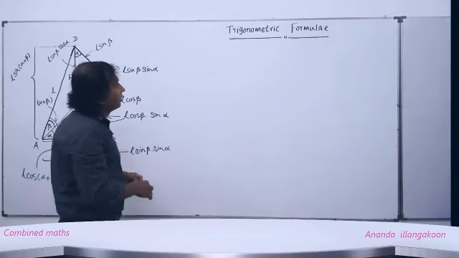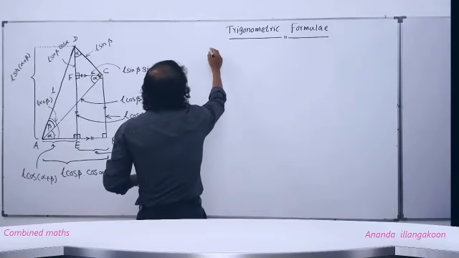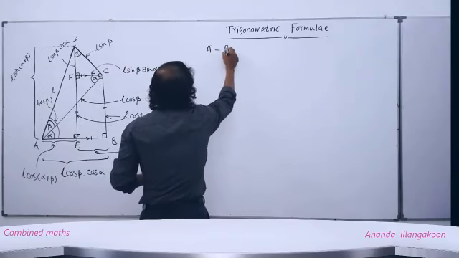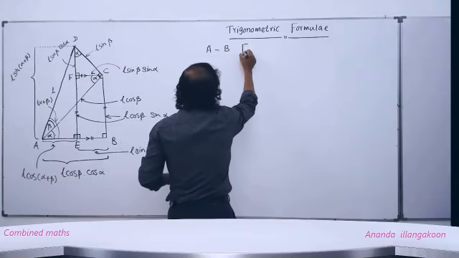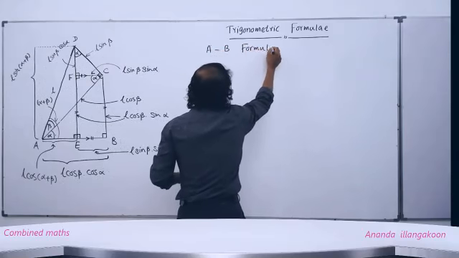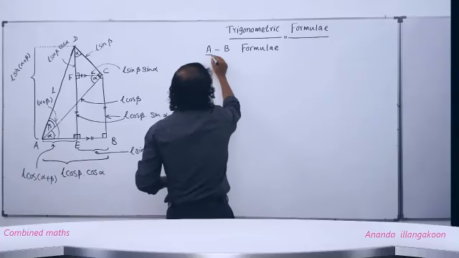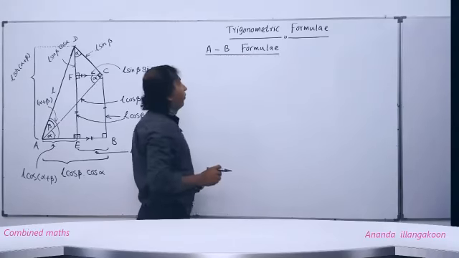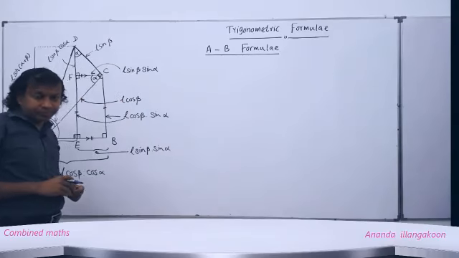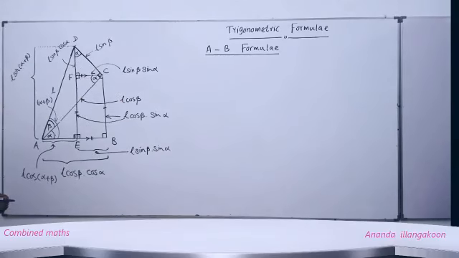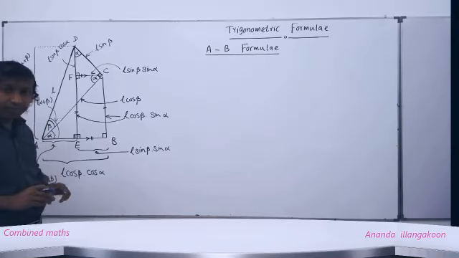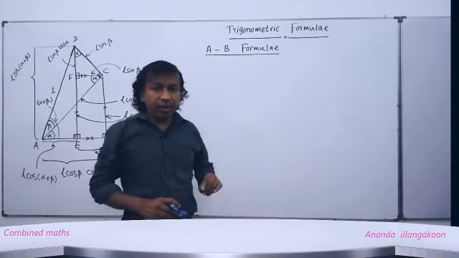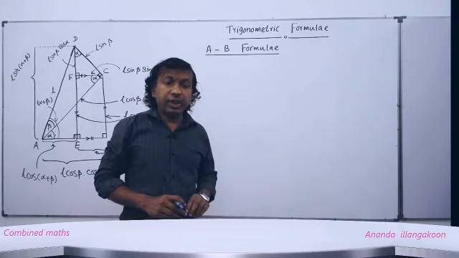It's a subheading, write down as this way, capital A dash capital B, AB formulae. Formulae is the plural of formula. AB formulae. Right, people. I am going to use this diagram. In this diagram, the angle alpha I am going to take as capital A, and the angle beta I am going to take as capital B.